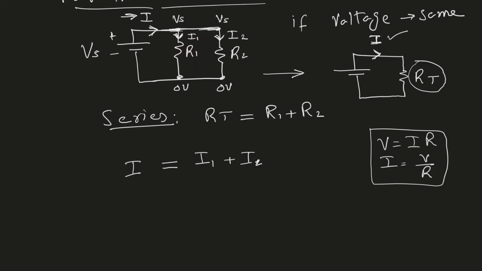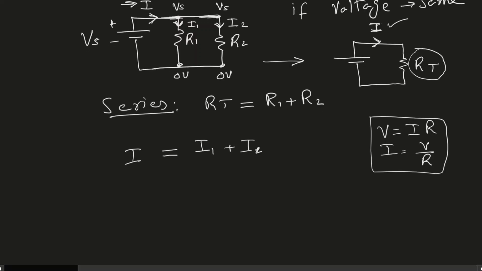So we can write the left I as the source voltage divided by the total resistance. Another thing is that this is the source voltage, and because the voltage drop across copper wire is 0, the voltage drop across the total resistance is also Vs. So if I apply Ohm's law to R total, I will say that I is equal to Vs divided by R total.